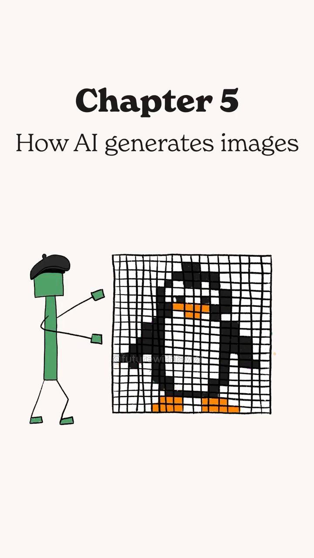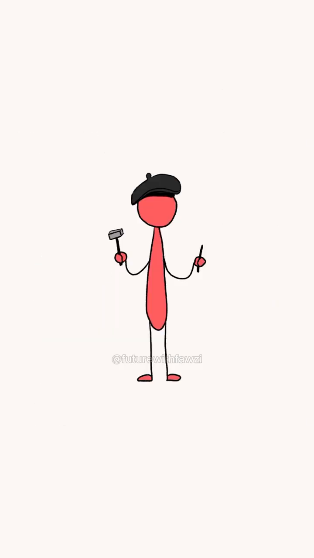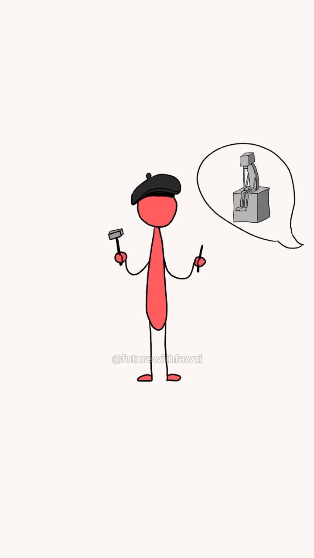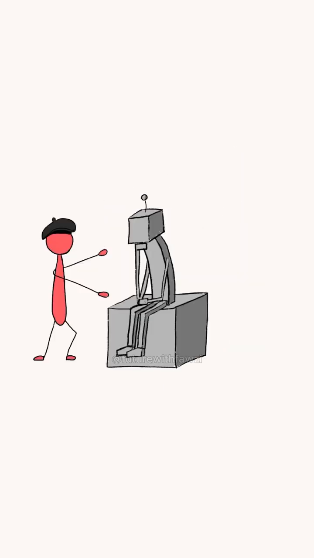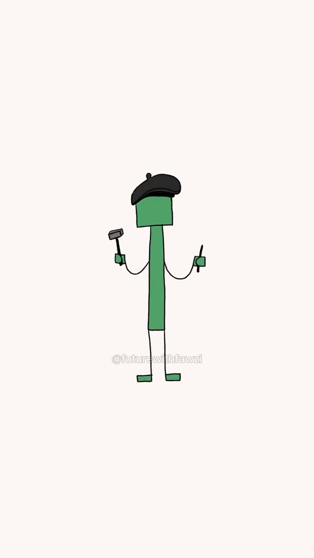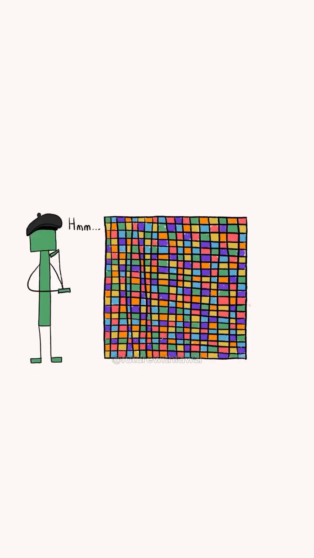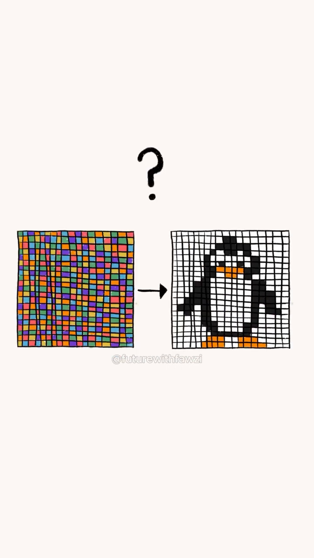Chapter 5. How AI generates images. Imagine you were a sculptor and someone asks you to make a statue. You would get a stone block and start chiseling away until you get your masterpiece. AI generates images in a similar way. It starts with an image full of random pixels and gradually adjusts them until you get the final result. But how does it do that?